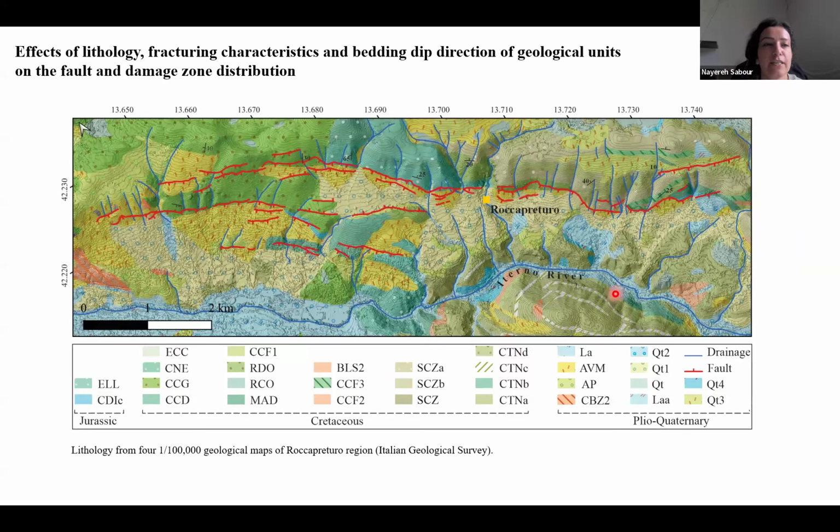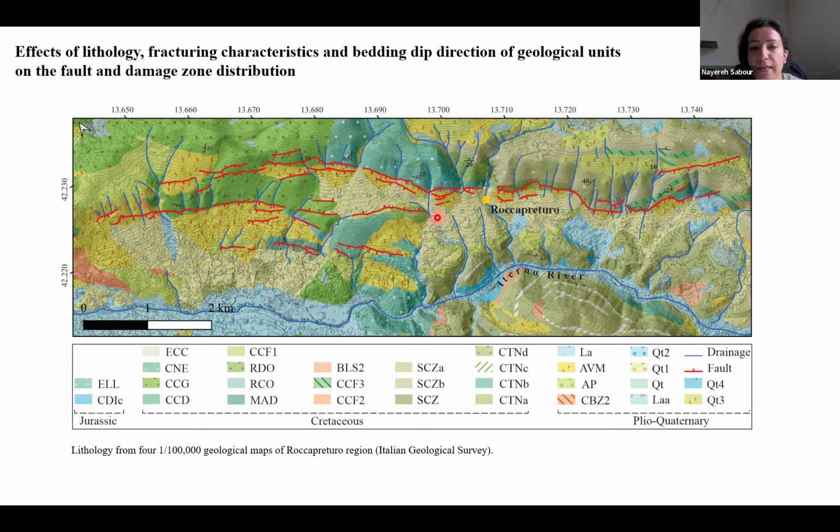As I said, to define the effect of lithology, fracture characteristics, and bedding dip direction of geological units, we prepared a very detailed geological map. In the southeastern part, we have a massive crystalline limestone. In the central part, we have a thick layer crystalline limestone, and in the northwestern part, we have an alternation of limestone and mud. Maybe this alternation can affect this distribution.